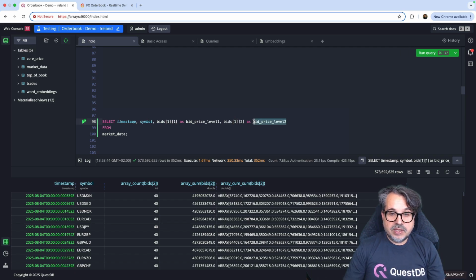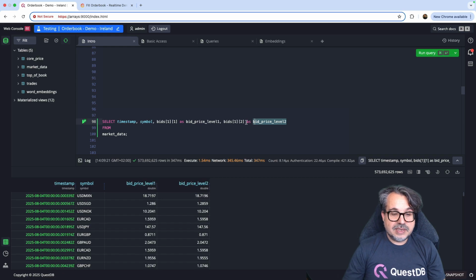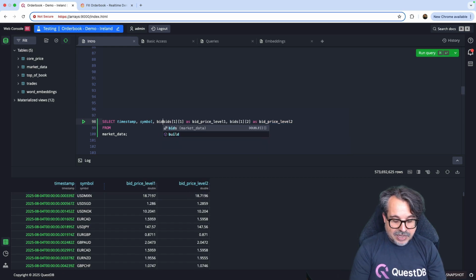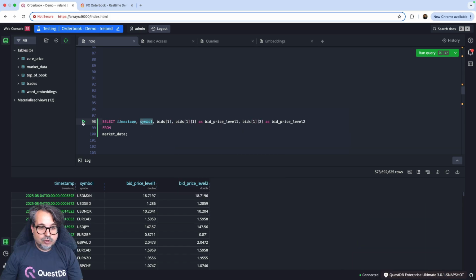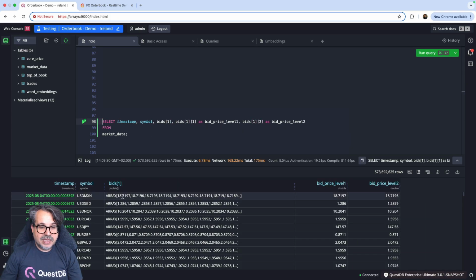And here I'm going to show the second level of the data. And this is what I have here. Actually, if I add the bids 1 object itself, you will see that on the bids I have the data for my 40 prices. I'm storing the 40 levels, and then I'm accessing the first and the second level using the brackets here.